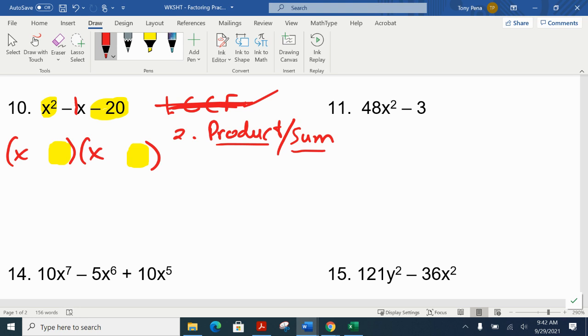All right. Anybody got that? Assad, what do you got? Negative 5, 4. Good. Negative 5 and a positive 4. If I multiply those together, it's going to give me the negative 20. If I add those together, they would add up to be the negative 1x. All right, good. That's your answer. All right, 11. So we think about 11.